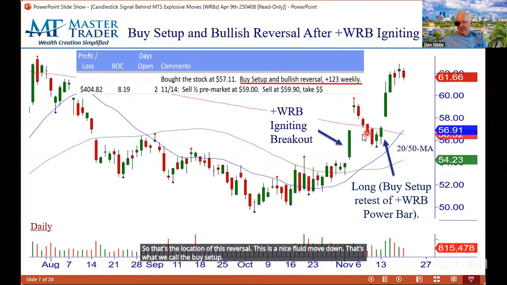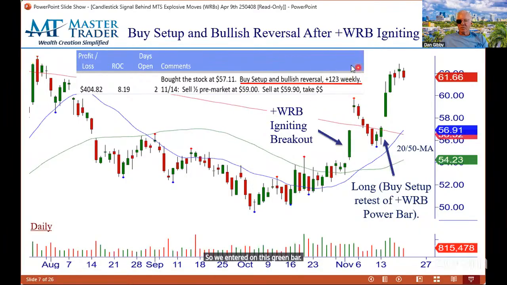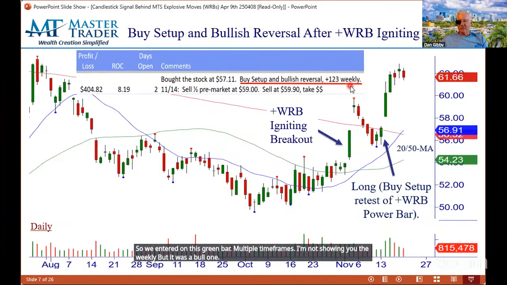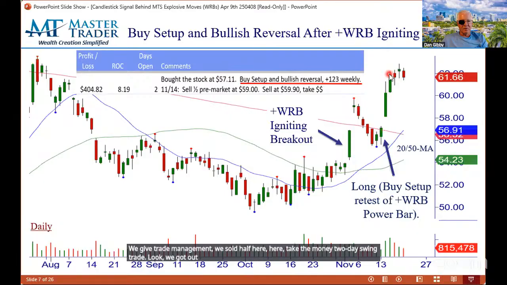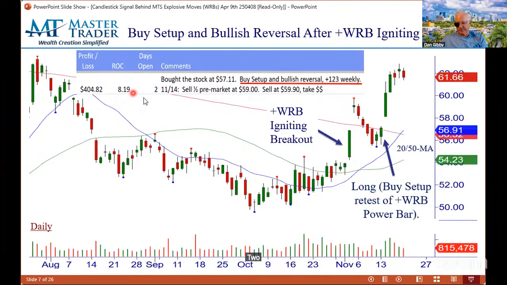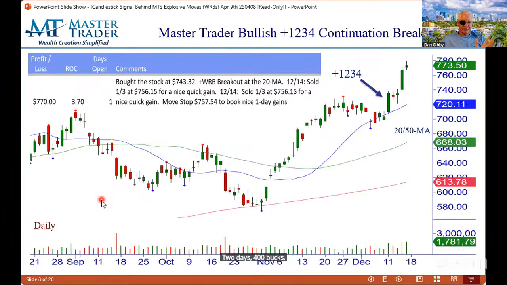So we entered on this green bar, multiple time frames. I'm not showing you the weekly, but it was a bull 1, 2, 3 on the weekly. So that supports the likelihood of this pattern moving in the intended direction, because a bigger time frame is in bullish alignment. We give trade management. We sold half here, take the money. 2-day swing trade. Look, we got out at the high of this green bar. 2 days, $400. These are in no order. We just give many different examples.